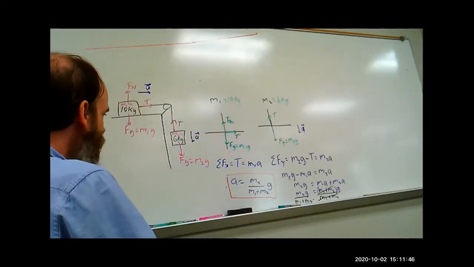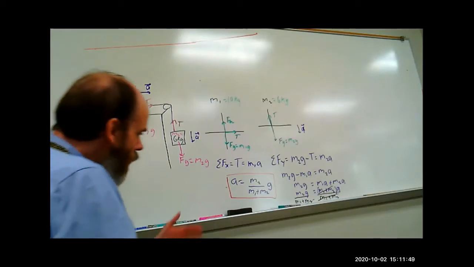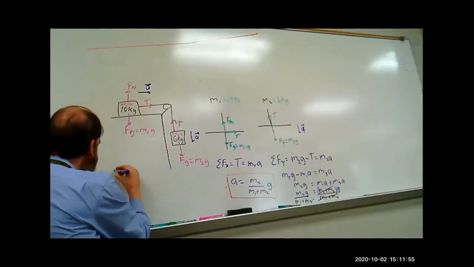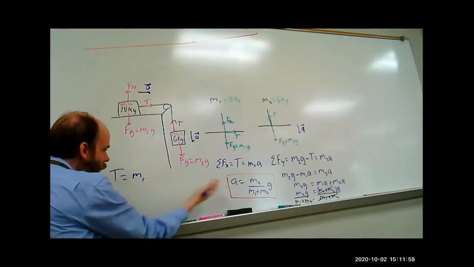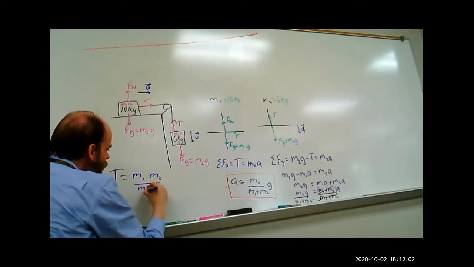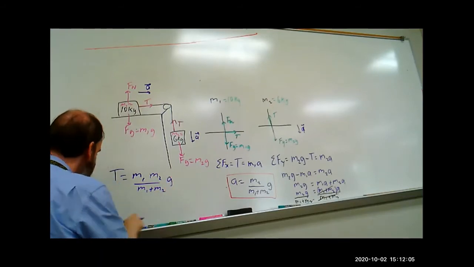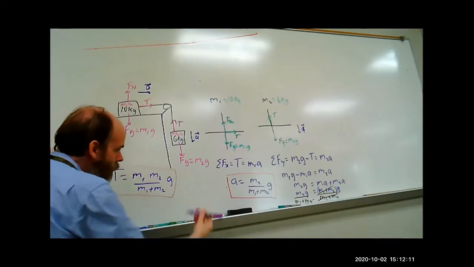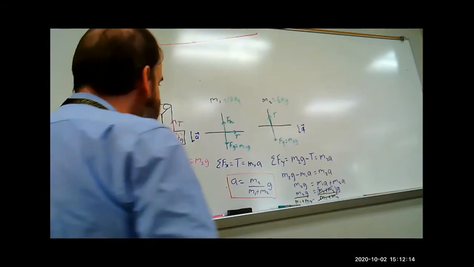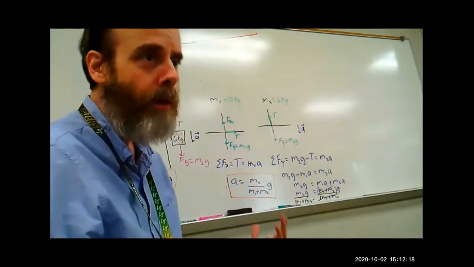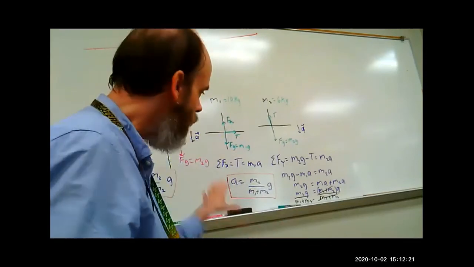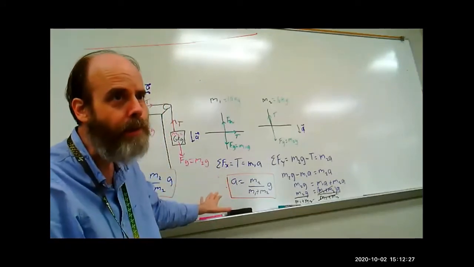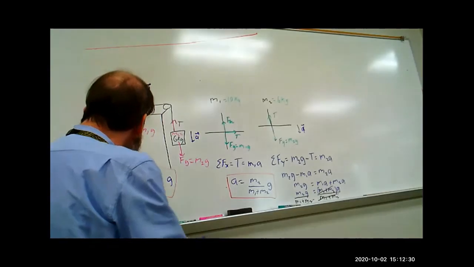Okay. Now, what about the tension? Once we have A, we put it into here and we get the tension. So the tension is going to be M1 times this A, which is M2 over M1 plus M2, times G. So now we've got the tension. We can now put in the numbers. You could also put in the numbers earlier if you wanted to make it a bit easier for you, but in general, it's like this. We can use this for any combination of masses that we have. So let's put in the numbers.